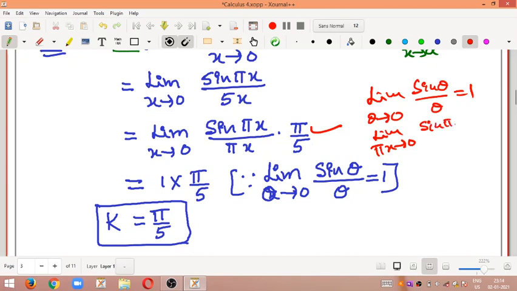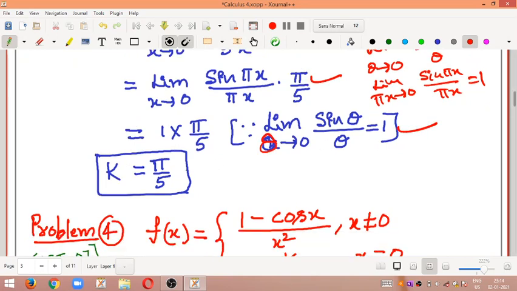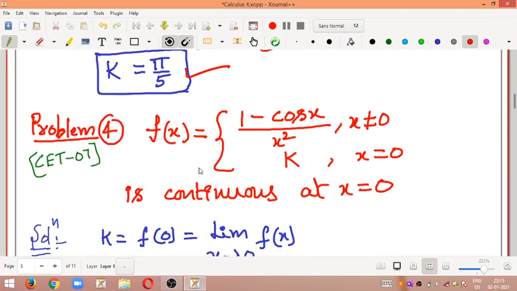Sin pi x by pi x also 1. Okay, limit pi x tends to 0, sin pi x by pi x is equal to 1. So that's why 1 into pi by 5 as this formula. Okay, this k value must be pi by 5. So this is a beautiful question. If it is clear, I will move on to the next question.